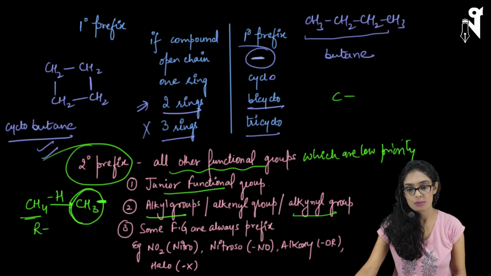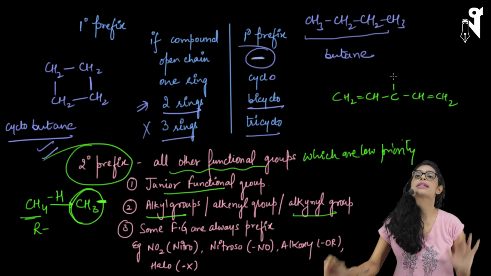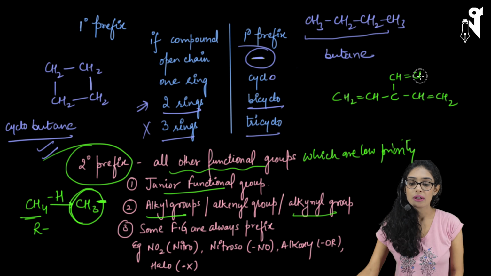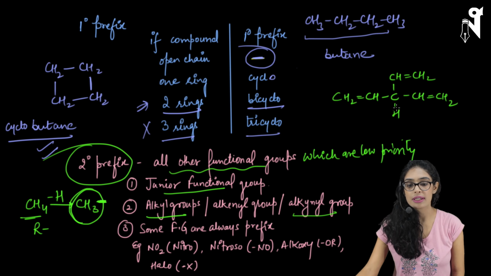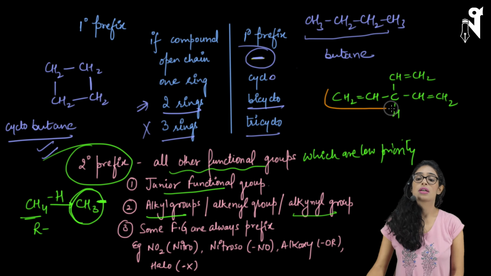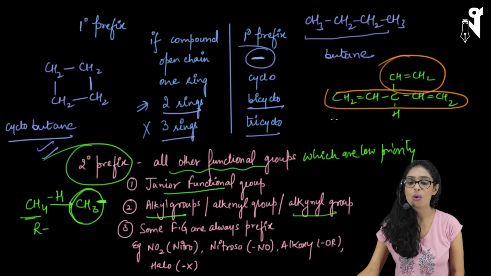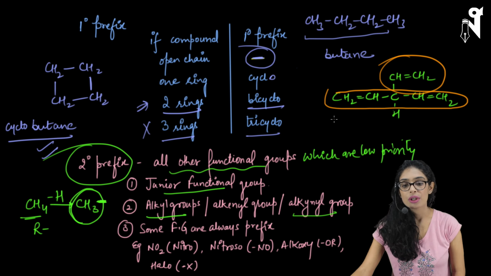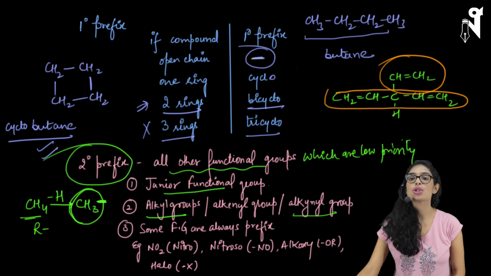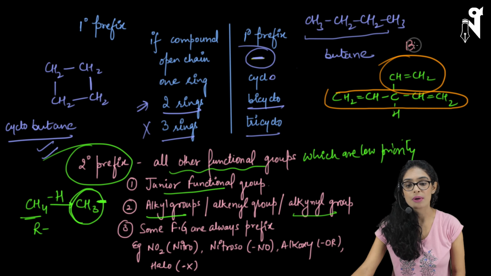Let's see, H2C double bond CH, CH double bond CH2, and hydrogen. Let's say this is my chain. Okay. Now here, let's say I have taken this as my main chain. So this part of my compound is acting as a branch. How, why, we will come to know. We will understand when I start teaching you the naming. So this is acting as a branch.